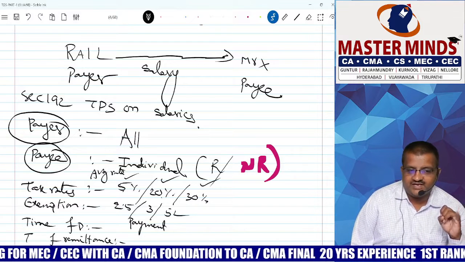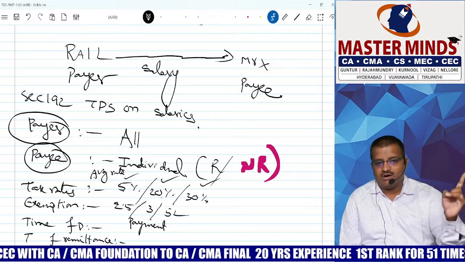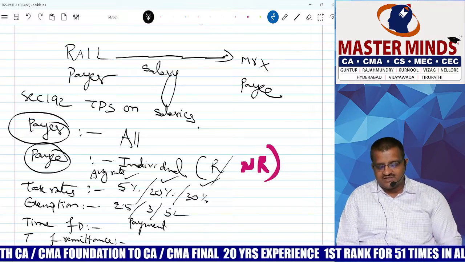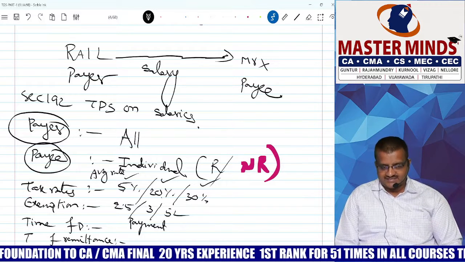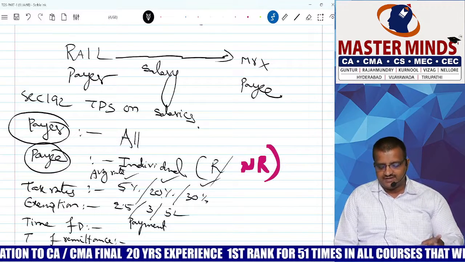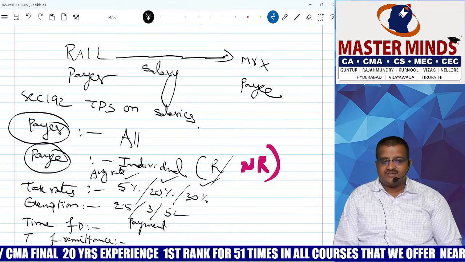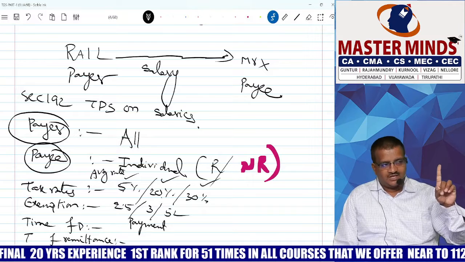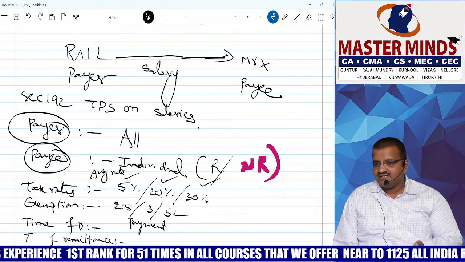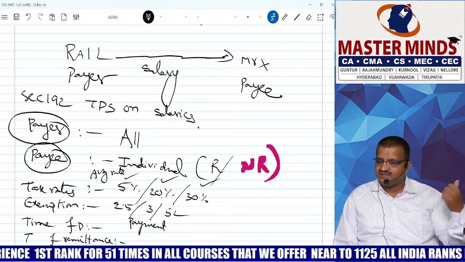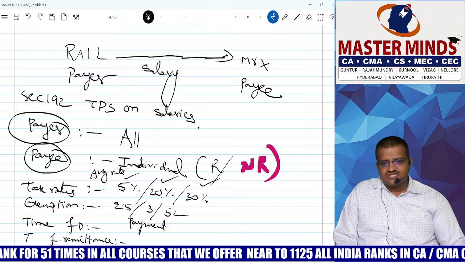Number 1, Section 192, salary. Payer: all. Payee: individual. Tax rate: average rate of 5, 20, 30. Exemption: 2.5, 3, 5 lakh. Time of deduction: payment. Time of remittance: if the payer is government, on the same day; if the payer is non-government, 7th of the next month.